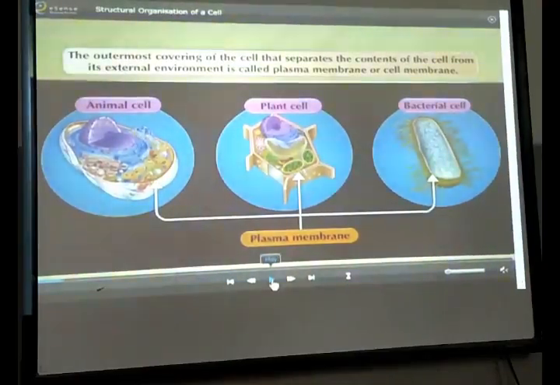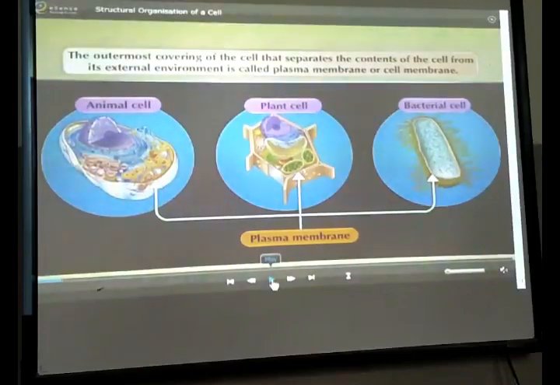Hello students, we are discussing the structural organization of a cell. Previously we have seen the main three components of the cell: plasma membrane, cytoplasm and nucleus. Now we are going to understand how the cell functions with different types of organelles.